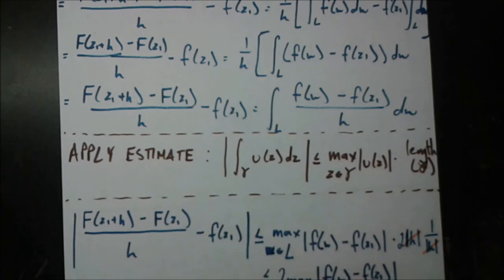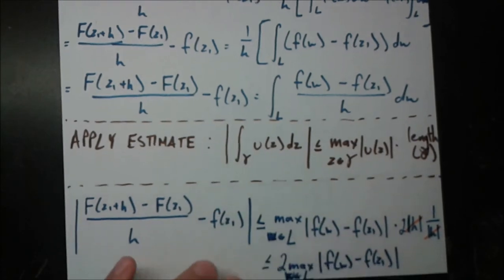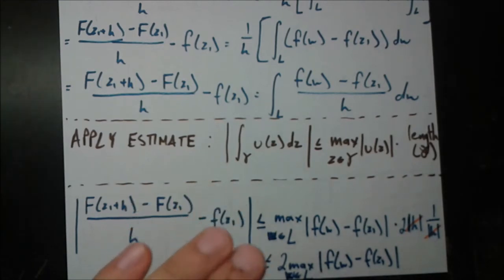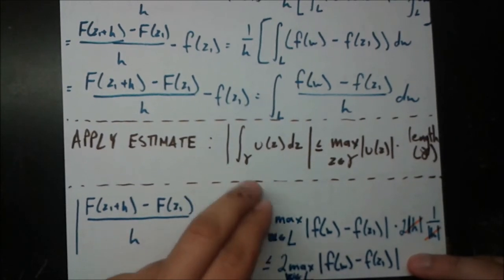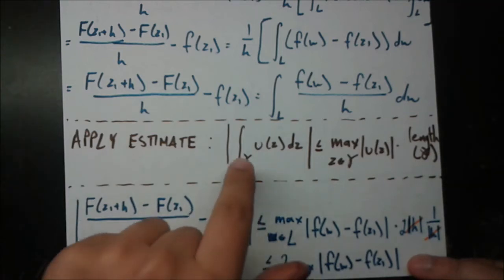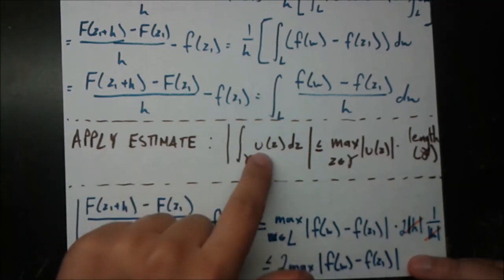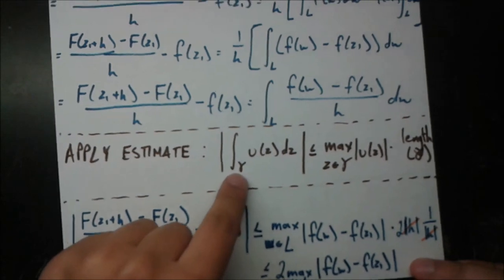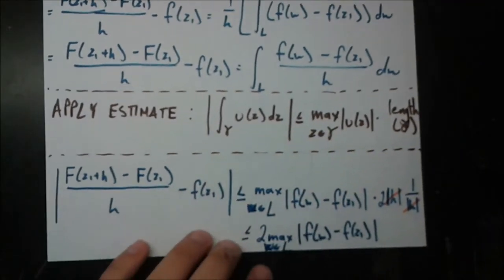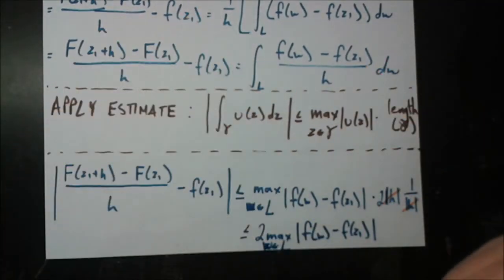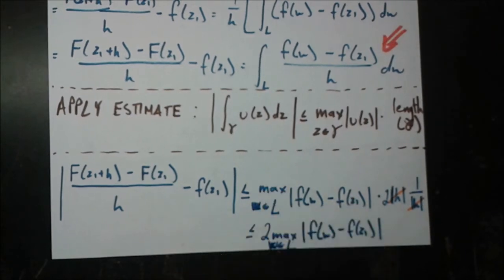And now we're going to do something that you need to go back to a previous video for if you don't remember. In a previous video, I believe it's probably the Green's theorem video, we defined this integral estimate, which I said was very important, because we're going to use it now and later on. So this integral estimate says that the modulus of the integral of some function u of z dz over some curve gamma is less than or equal to the maximum of modulus u of z on gamma times the length of gamma. Okay, so we're going to apply that to our example. We're going to apply it to this integral right here.